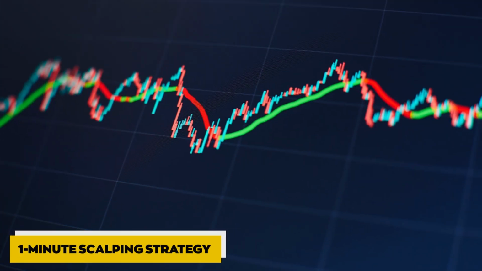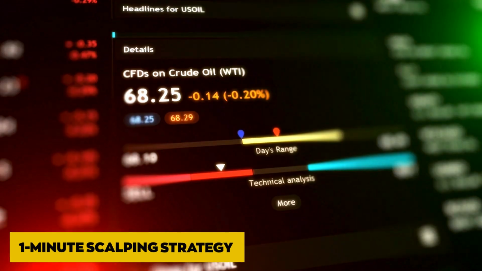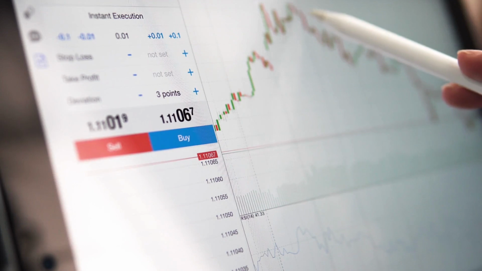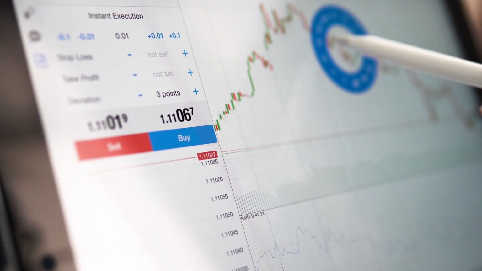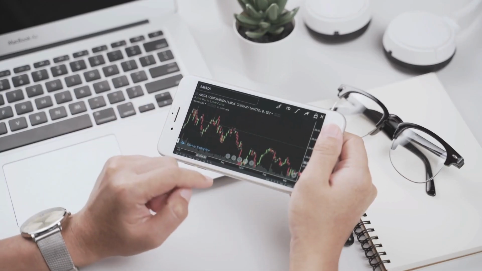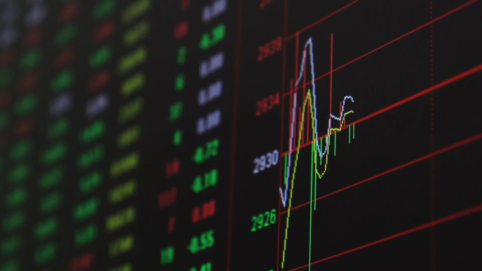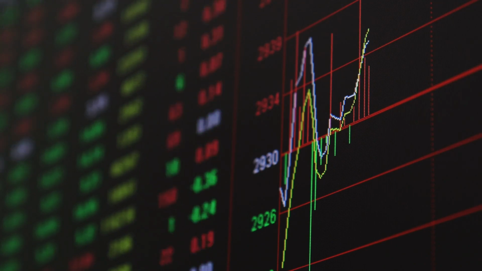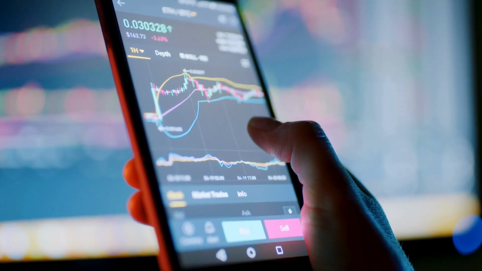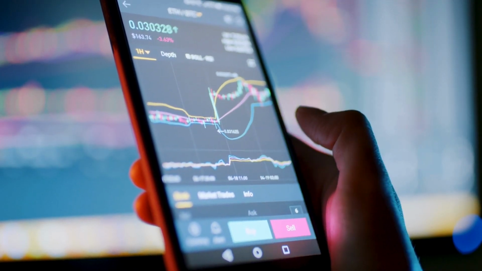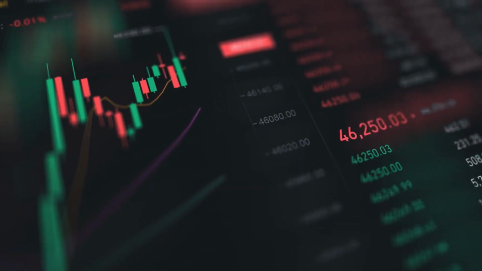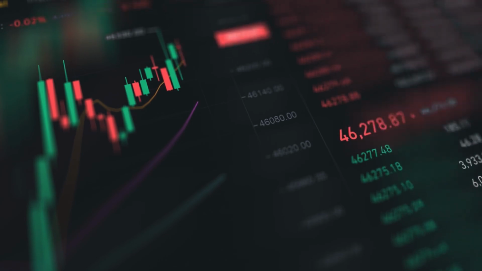6. 1-minute scalping strategy. The 1-minute scalping strategy is perfect for traders who thrive on rapid market movements. It involves analyzing a 1-minute chart and making quick trades based on indicators like moving averages, RSI, and MACD. This method requires precision and focus, as trades are typically opened and closed within a few minutes. Scalpers using this strategy should have a clear risk management plan in place, such as tight stop-loss orders. This approach is ideal for experienced traders who can handle high-pressure trading environments.